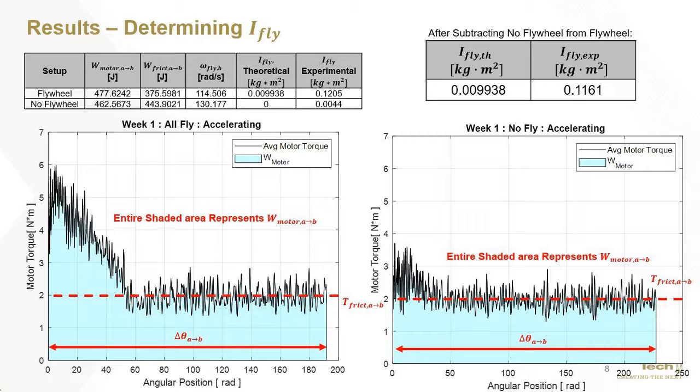These are the results of the two trials. We found T friction by averaging the steady-state torque values before finding work from friction as we did previously. The work from the motor was found by numerically integrating the torque data over the full angular displacement using a Riemann sum. So all of the work from the motor is the shaded area here in each graph. As you can see, our experimental value is approximately 1 order of magnitude greater than the theoretical value. Moving forward, we will investigate the potential causes of this discrepancy.